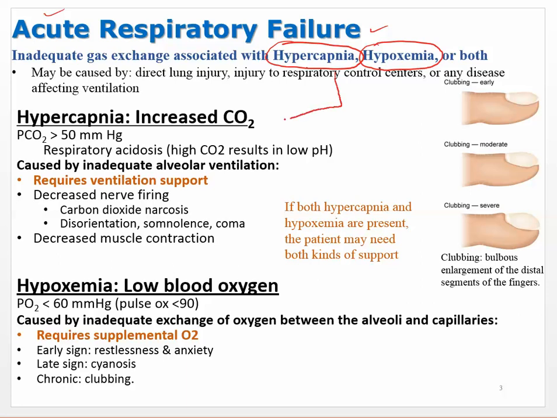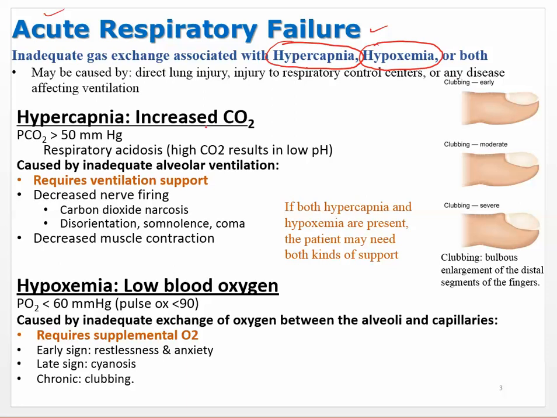But really the reason we talk about this is because we're trying to figure out if they need ventilatory support or if they just need oxygen. And oftentimes, it's going to be both. But when we're discussing acute respiratory failure, that's the focus.